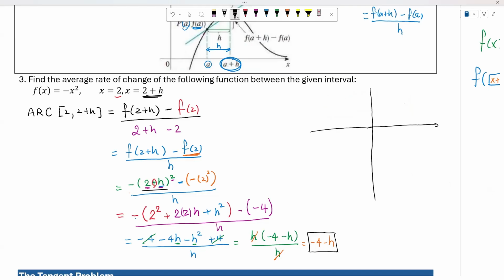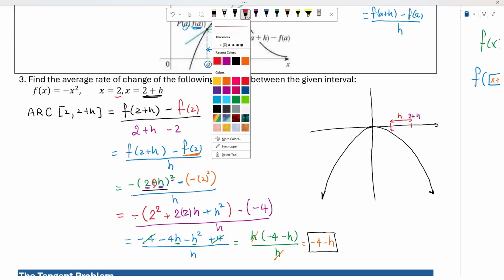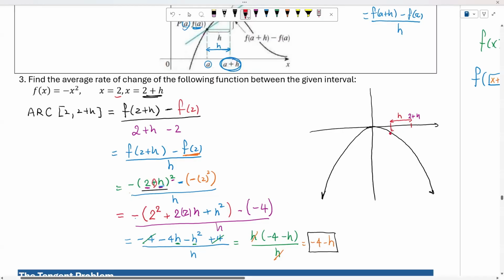So I have the function y = -x squared. Here is 2, and the distance from here to here is h. Then of course, this one right here will be 2 plus h. Corresponding to these two, this is the output that we have on the curve y equal to -x squared, and for 2 plus h, this is the output that we have.